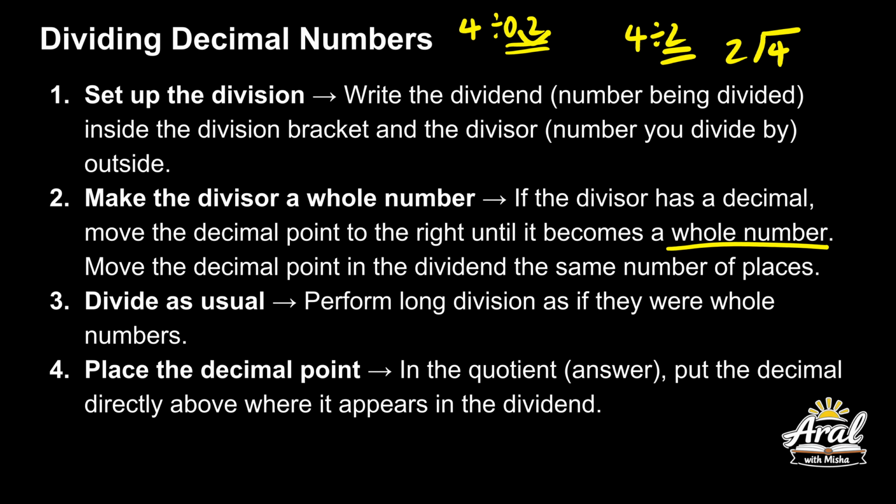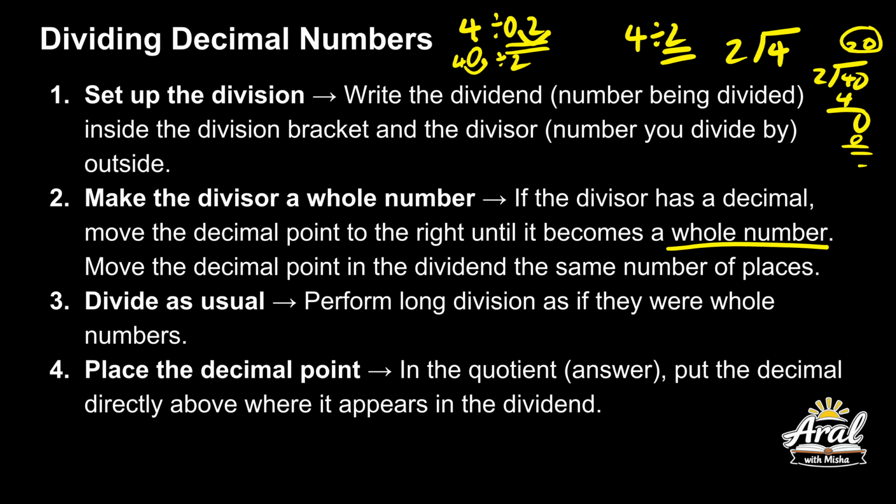Move the decimal point in the dividend the same number of places. Nag-move ka ng 1, diba? 0.2 para magiging whole number siya, para maging 2. So, dito na yan, 4, diba? 4.0 yan eh. Kung 4.0, nag-move ka ng additional, 40 na. 40 divided by 2. Okay? Ganon siya. 40 divided by 2. Kung divide mo yan, 4 na 0. So, that's actually 20. Okay? So, ang sagot ng 4 divided by 0.2 is 20.